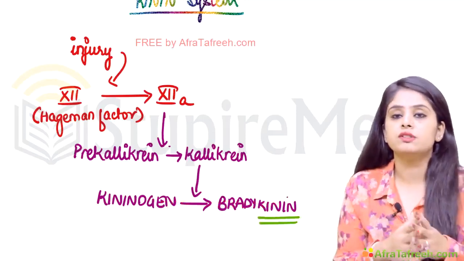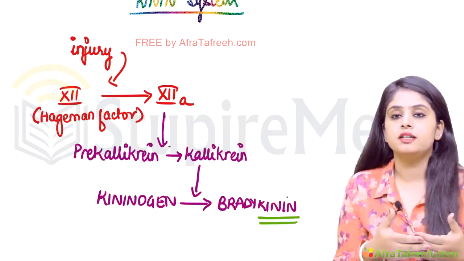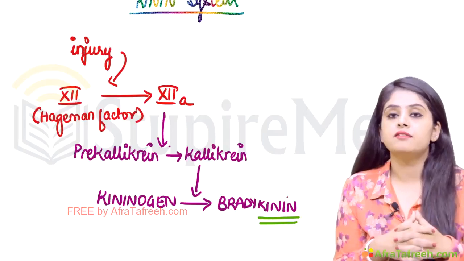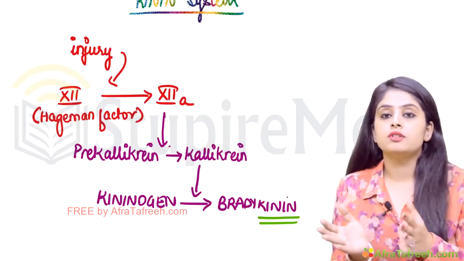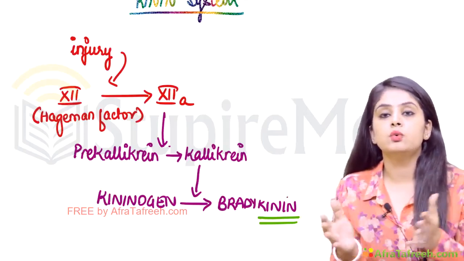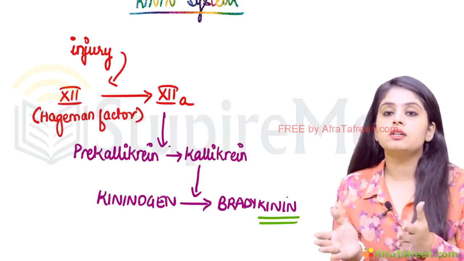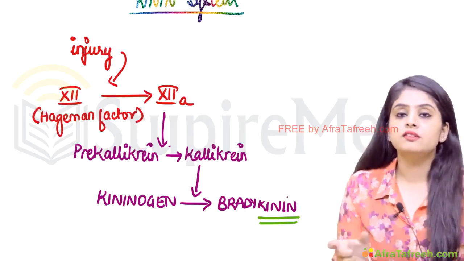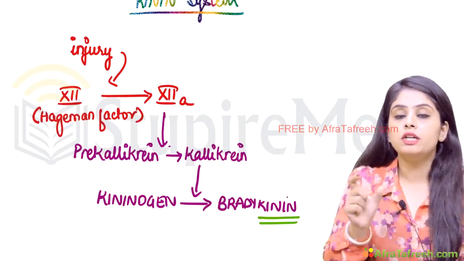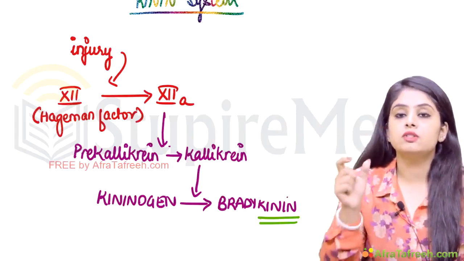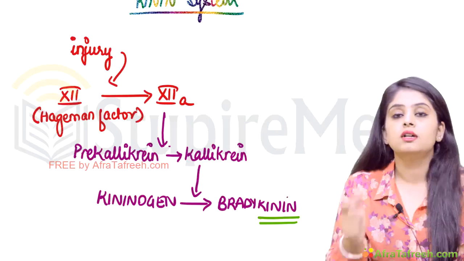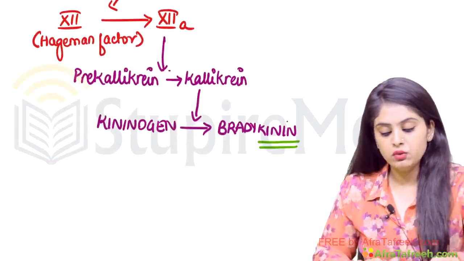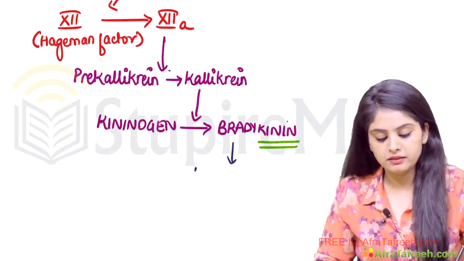Whenever there is any injurious agent, if there is any injury that happens, the first thing that gets activated is the Hageman factor, factor 12. On activation, it converts prekallikrein to kallikrein, which in turn is going to convert kininogen into bradykinin. So this is the kinin pathway. What you need to know, which coagulation or clotting factor is responsible, that is factor number 12, Hageman factor. Next, you need to know what are the functions of bradykinin.